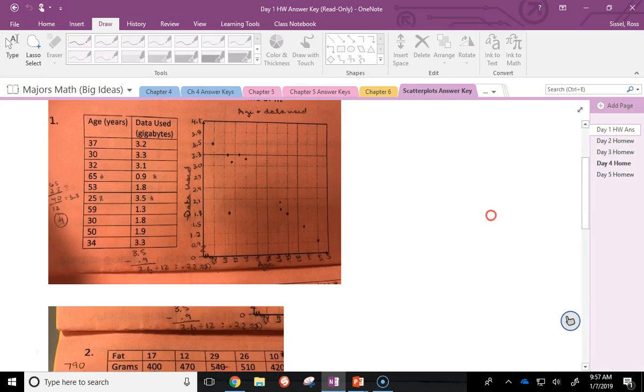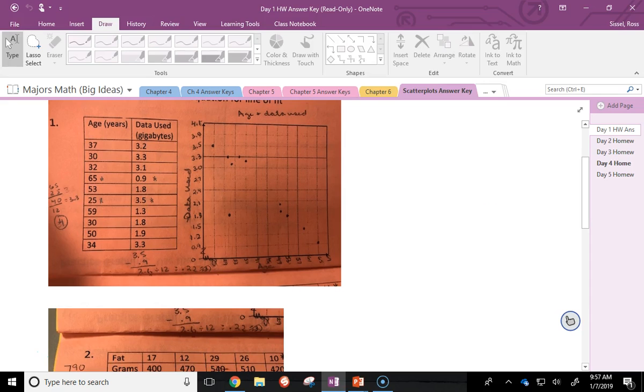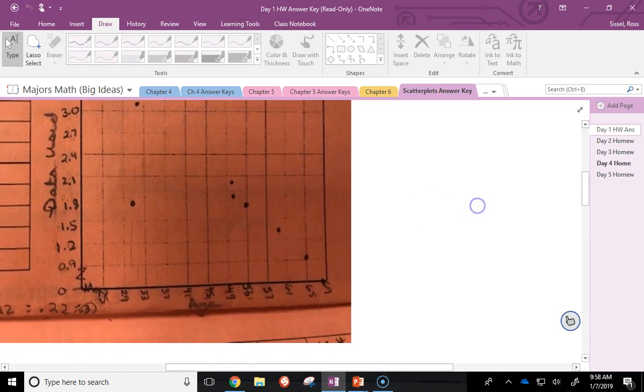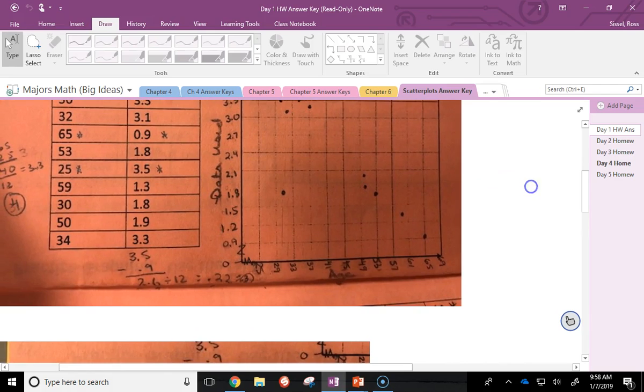On number 1, when you did your scale, remember to find your scale for the x coordinate or x-axis. You do your largest value, which was 65. We subtracted 25. Should have got 40. We have 12 lines, so you did 40 divided by 12, and that gave us our scale. Zoom in on this graph.